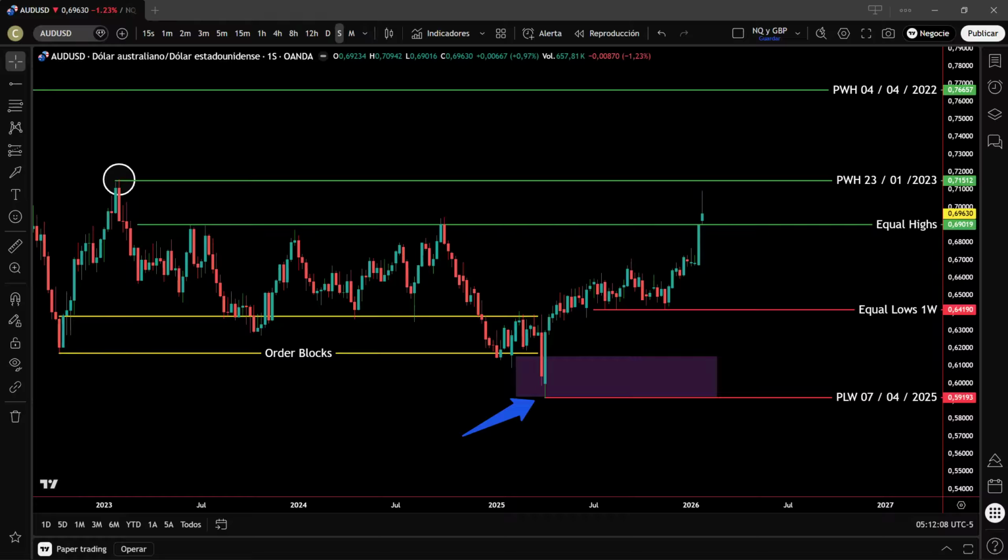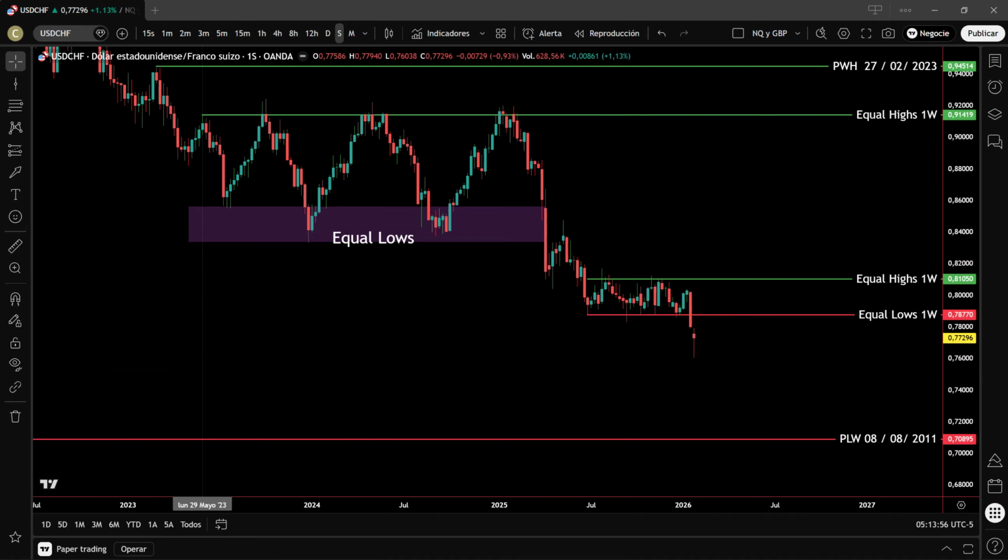Above, the next magnetic target is the January 2023 PWH at 0.715. As long as price remains above the new structural support of equal lows at 0.641, we will maintain a clear bullish bias. This sweep and recover setup is one of the most powerful signals we look for in weekly analysis to filter our entries on lower timeframes.